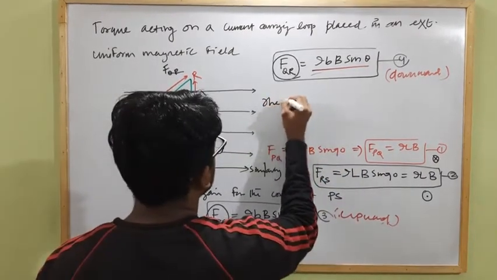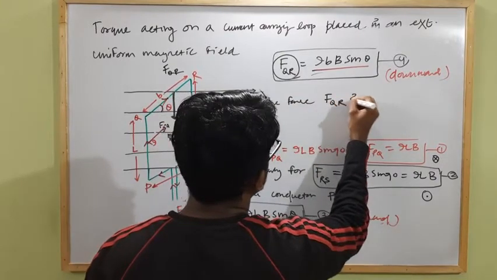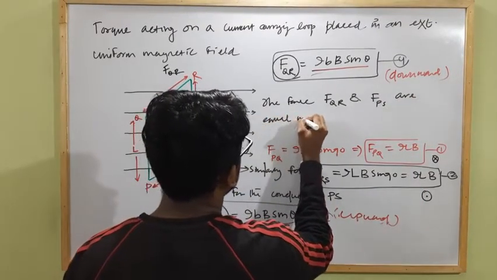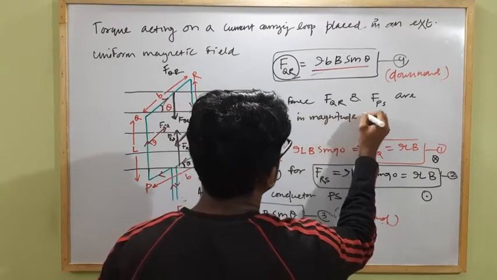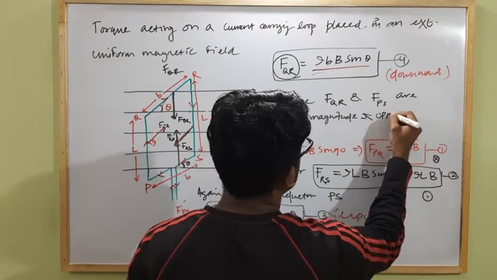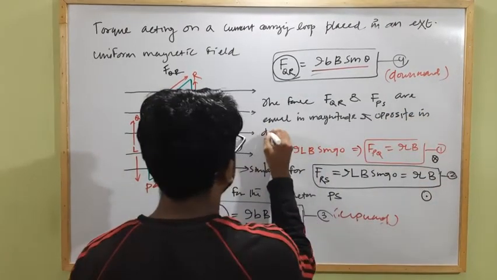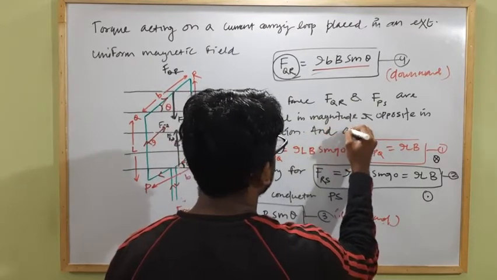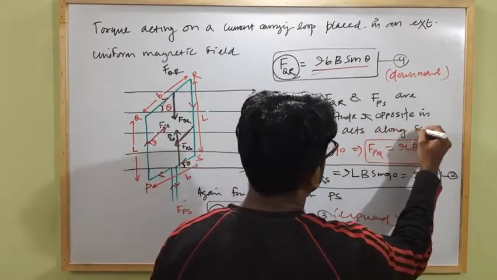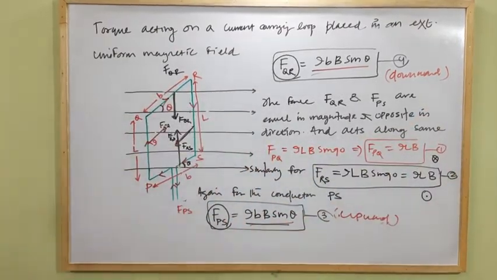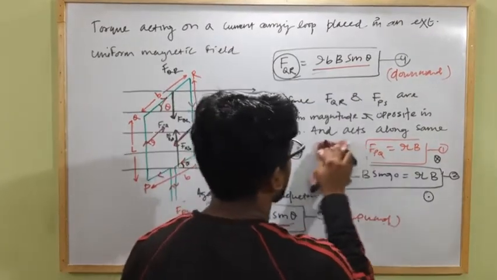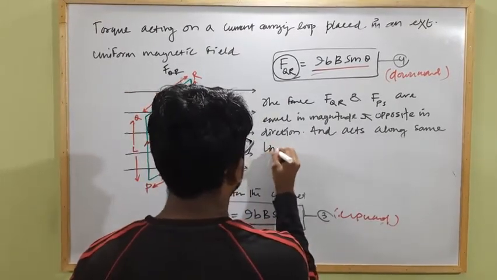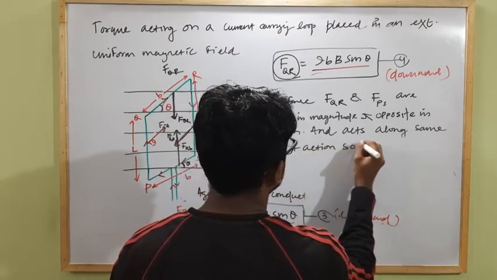Okay, the force F on QR and F on PS are equal in magnitude and opposite in direction, and act along the same line of action. So they cancel each other.